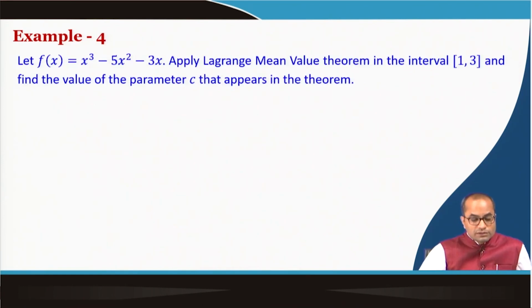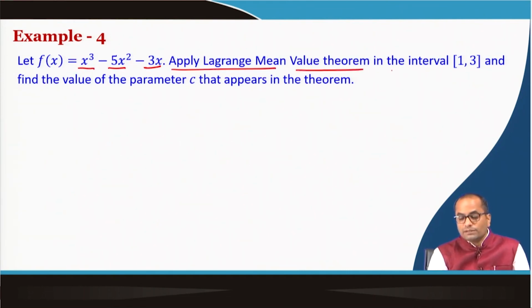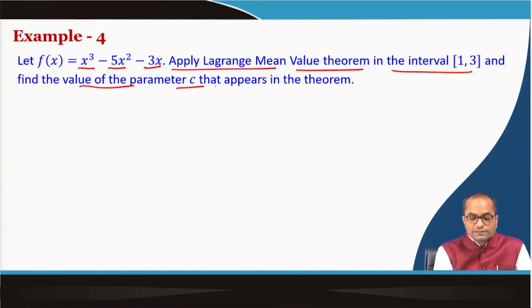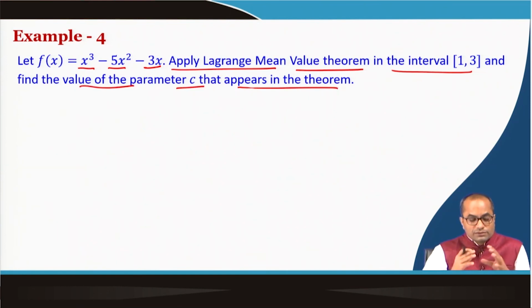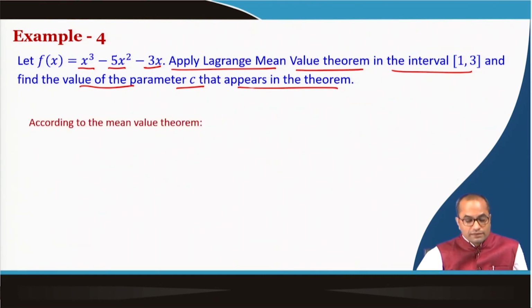Well, so we have one more example here, where the function x cube minus 5x square minus 3x is given. Apply Lagrange mean value theorem in the interval 1 to 3 and find the value of the parameter c that appears in the theorem. So, we have that f prime c there. So, this we will get in this example for the Lagrange mean value theorem.